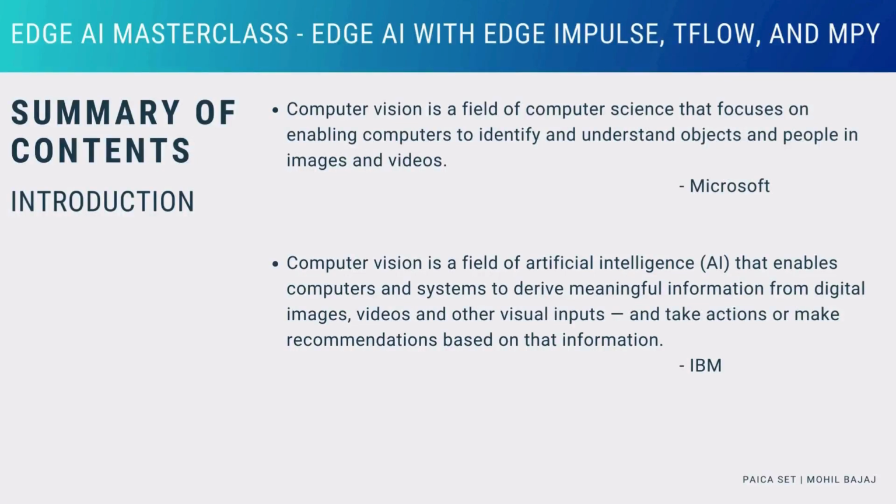Like before, let's look at a few definitions of computer vision from the big technology firms. Microsoft defines computer vision as a field of computer science that focuses on enabling computers to identify and understand objects and people in images and videos. Pretty simple and straightforward, right? Let's now look at IBM's definition. IBM defines computer vision as a field of artificial intelligence that enables computers and systems to derive meaningful information from digital images, videos, and other visual inputs, and take actions or make recommendations based on that information. As you can see, IBM's definition is a little bit more in-depth, but again, pretty straightforward.